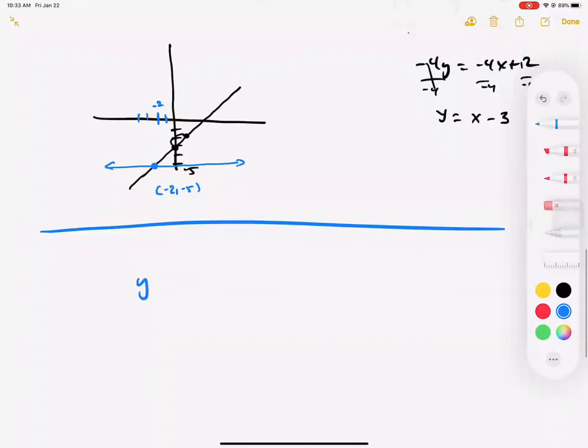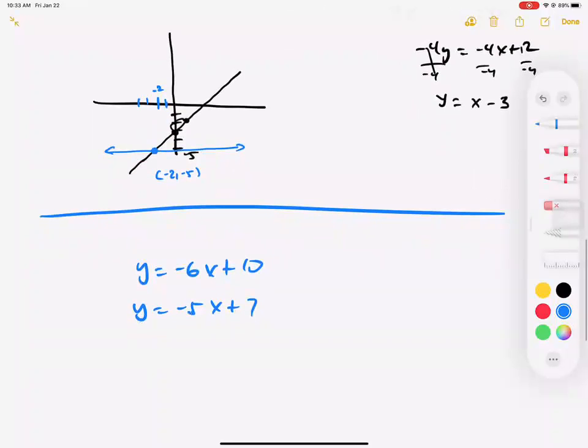We have y is equal to negative 6x plus 10, and y is equal to negative 5x plus 7. As you can probably notice, what type of shapes are these? Are these circles? Are these triangles? They're back to lines, right? If it's just simple x, these are just simple lines, okay?